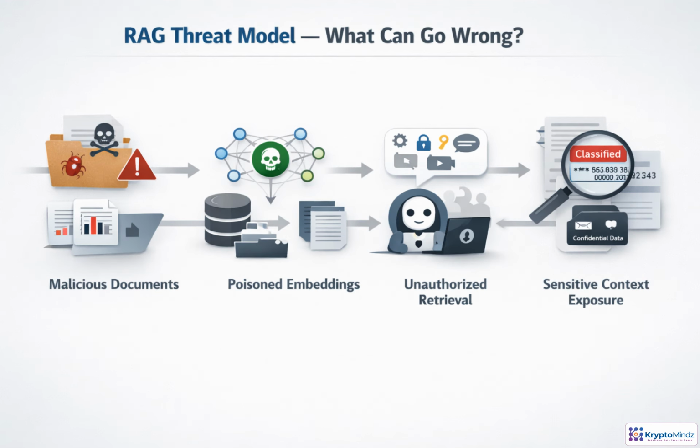This expands the attack surface because documents are no longer passive storage. They become live inputs to the model. Risk can enter during ingestion, embedding creation, retrieval, or prompt assembly. Malicious text can steer behavior. Poisoned vectors can distort relevance. Weak permissions can leak documents. And retrieved snippets can expose secrets. Security has to cover the full pipeline.